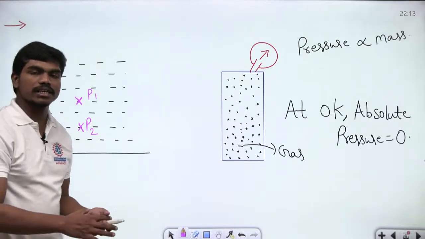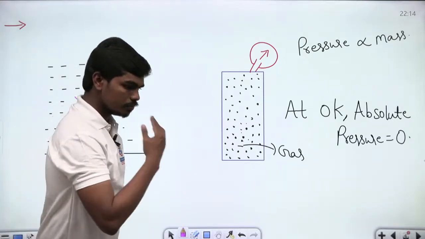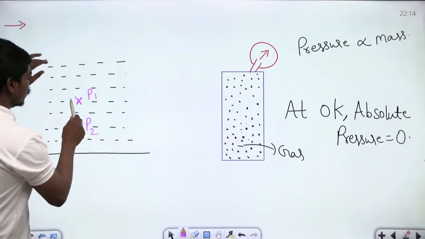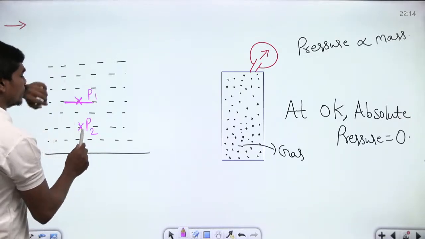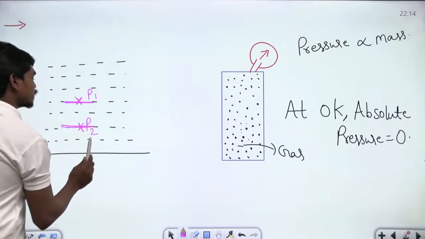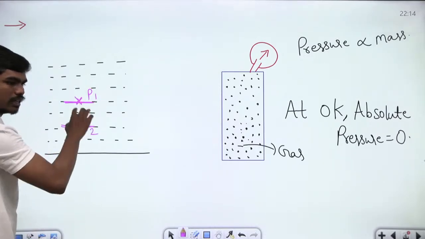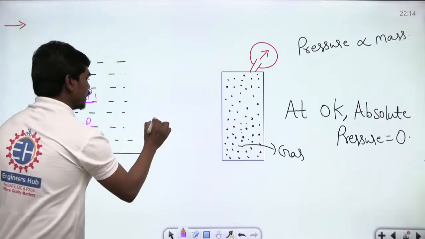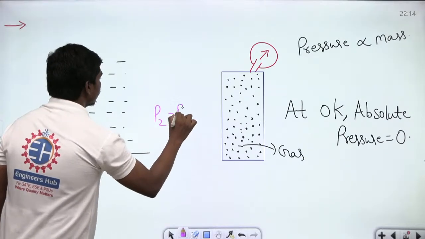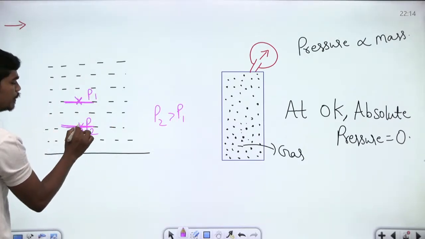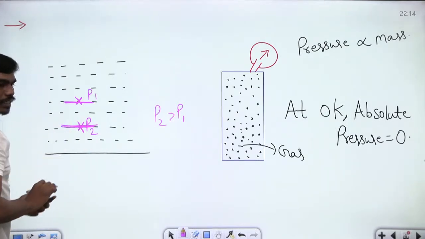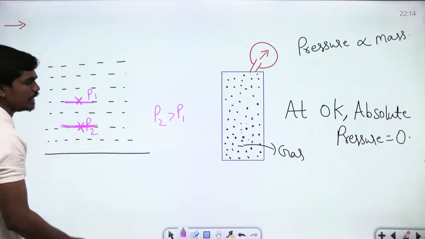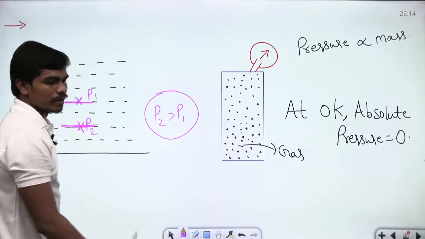So what is pressure? It is the external effect because of some fluid, correct? In that case, the pressure acted upon this layer by this extending fluid is definitely less than the pressure acted by the surrounding fluid at this point, correct? So definitely P2 is more than P1. Why? There is more mass above this point P2 as compared to this reference plane. So definitely P2 is more than P1, correct?